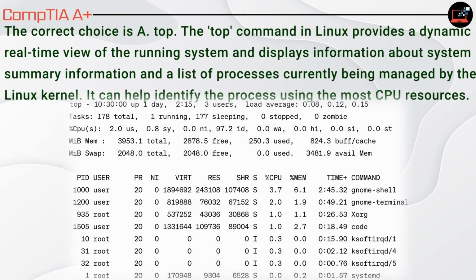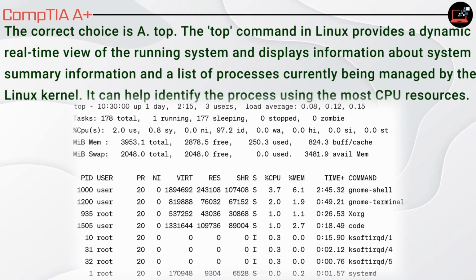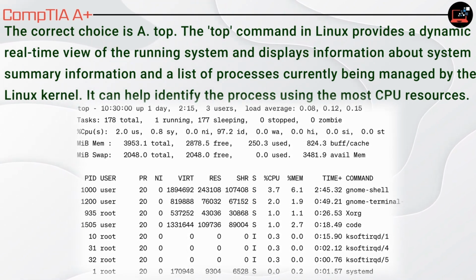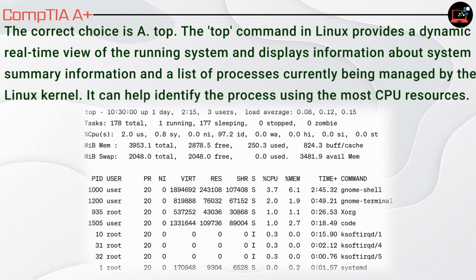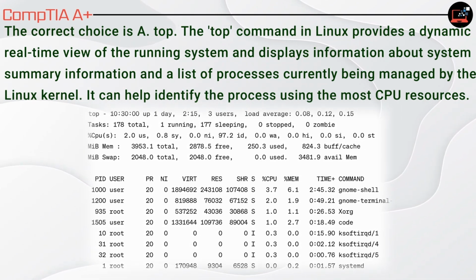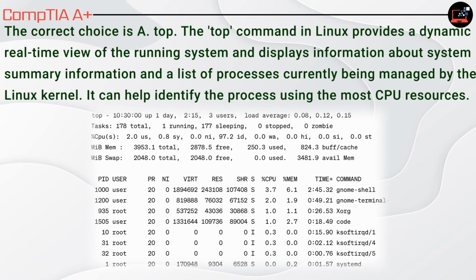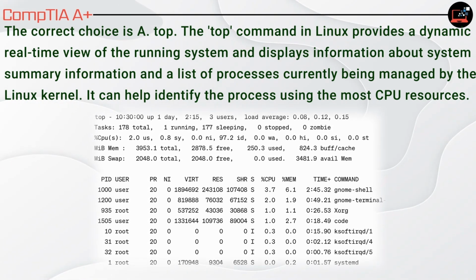The top command in Linux provides a dynamic real-time view of the running system and displays system summary information and a list of processes currently being managed by the Linux kernel. It can help identify the process using the most CPU resources.